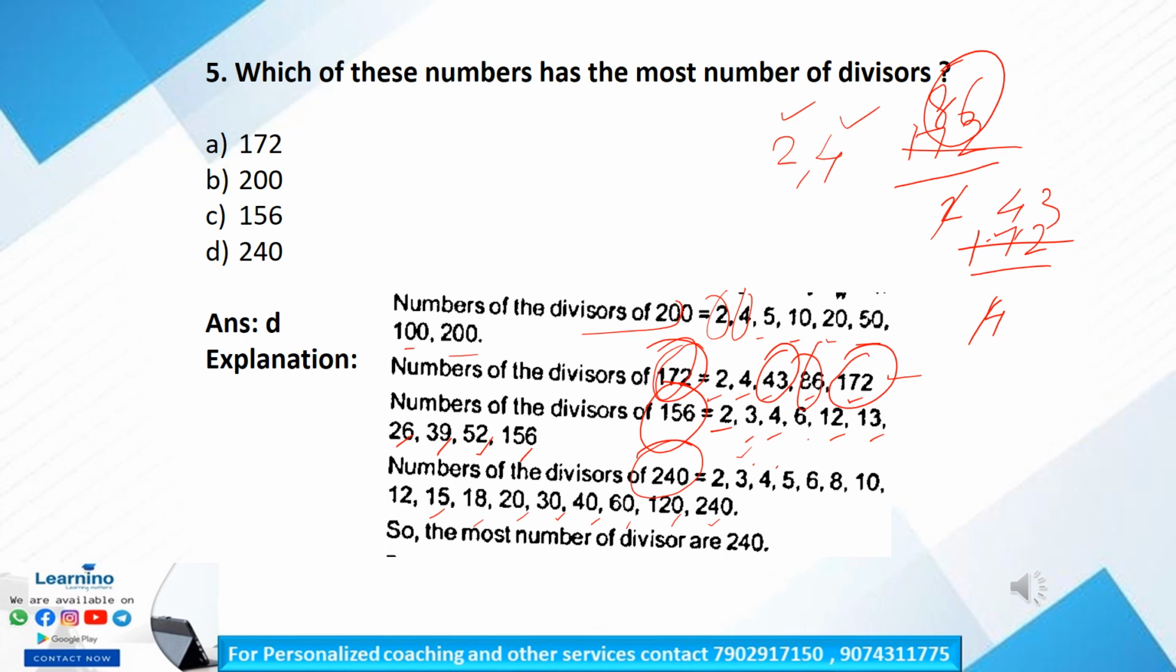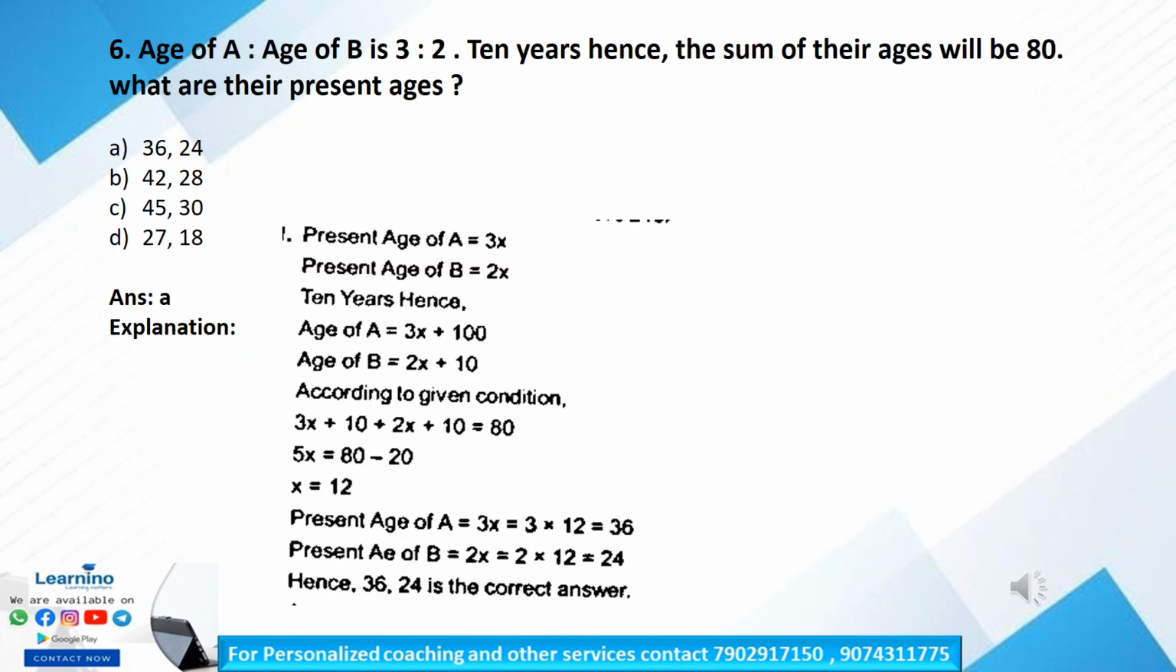So finally we got the answer as 240. That is, 240 has the most number of divisors. Is it clear? So 240 has the most number of divisors, right? So question number 6. Age of A is to age of B is 3 is to 2. 10 years hence, the sum of their ages is 80.